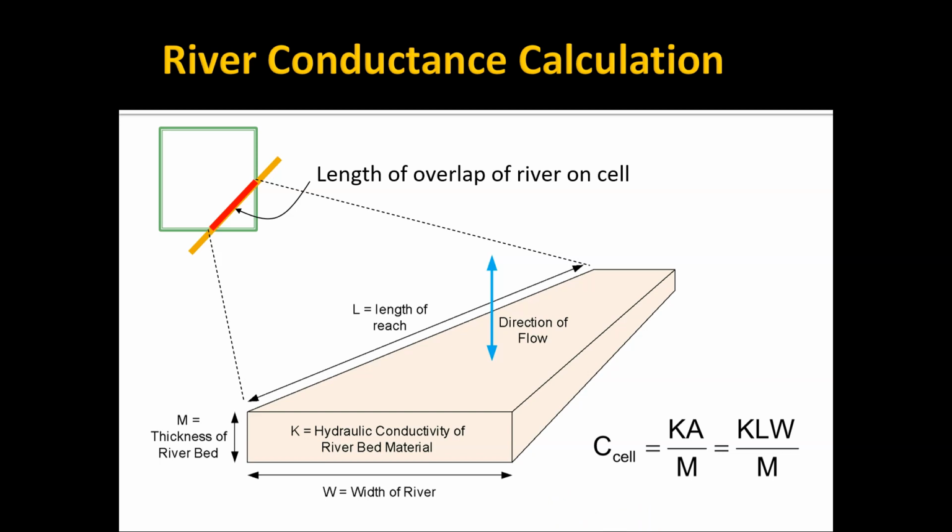In most cases, we just assume a constant width and a constant thickness M and a constant hydraulic conductivity, so the KW over M term is the same through the whole river, and then you just take these individual lengths for each cell and multiply it by that term, and you get an individual conductance for each cell. So that's how we calculate the conductance for river cells.